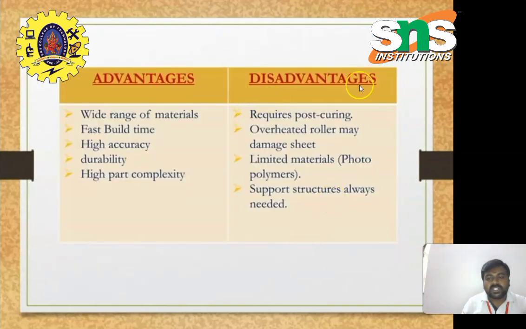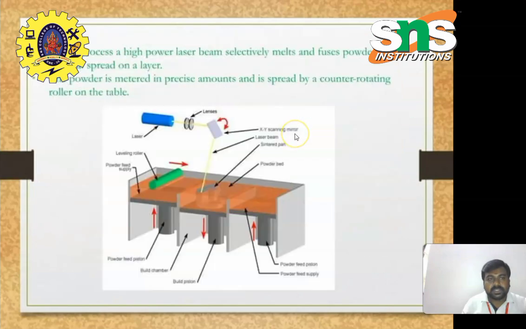These are the advantages and disadvantages of the laminated object manufacturing process. Advantages are a wide range of materials, fast build time, high accuracy, durability and high part complexity. Disadvantages: requires post curing, overheated roller may damage the sheet, limited materials, that is photopolymers, and support structures always needed. These are the disadvantages of laminated object manufacturing process.